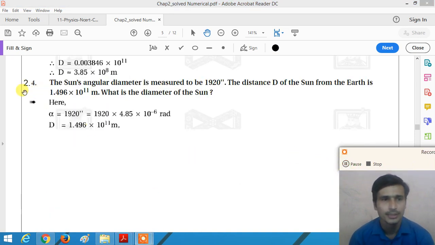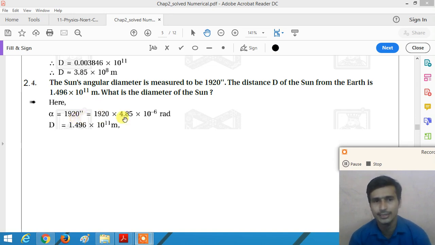Now dear student, example number 2.4. The sun's angular diameter is measured to be 1920 seconds. The distance d of the sun from the earth is 1.496 into 10 raised to 11 meter. What is the diameter of the sun? So here, dear student, the sun's angular diameter theta is given to you. Here we take alpha or theta, right? Theta is equal to 1920 seconds. We need to convert this 1920 seconds into radians.